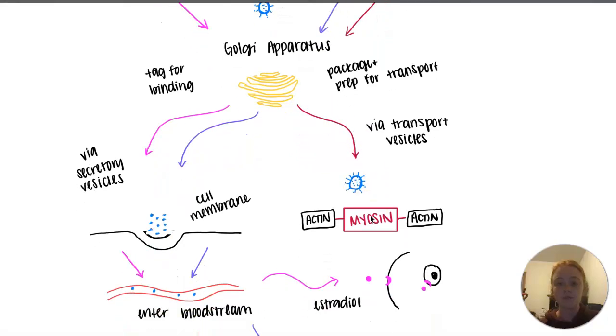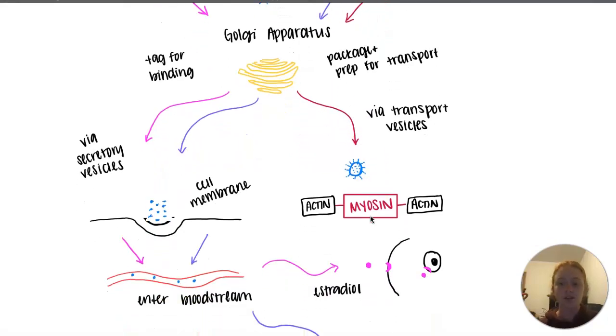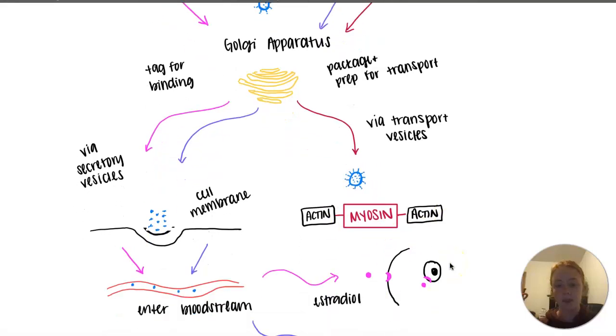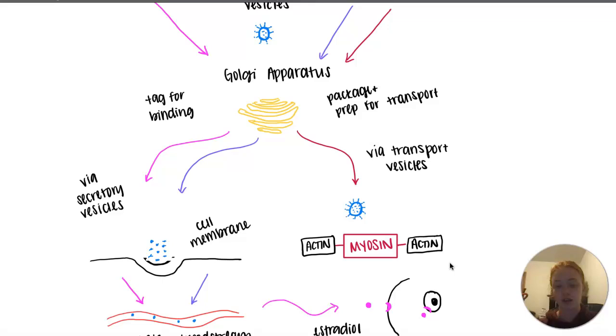Myosin is intracellular, so instead of going outside of the cell membrane, it is once again packaged into a transport vesicle to be transported throughout the cell. It is mainly used in muscle cells, and it binds to actin in order to contract muscles.